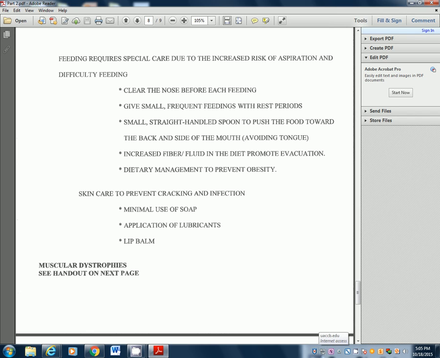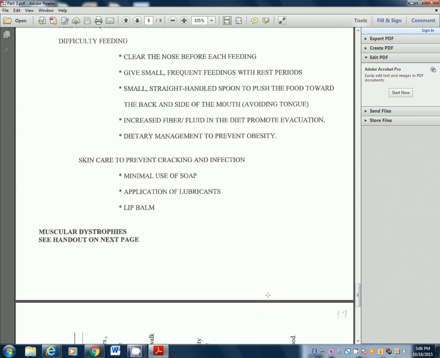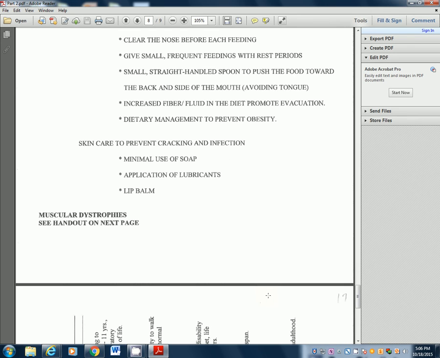And then skin care. Minimal use of harsh soaps, application of lubricants and lip balm because they do have issues with breakdown. Average IQ is around 54 for moderate Down syndrome.